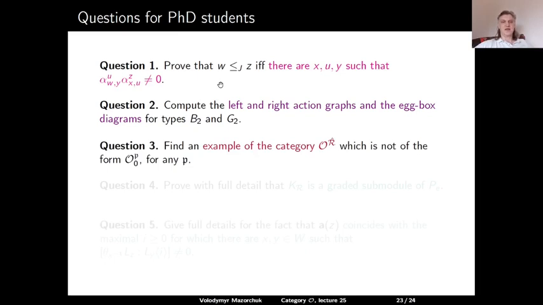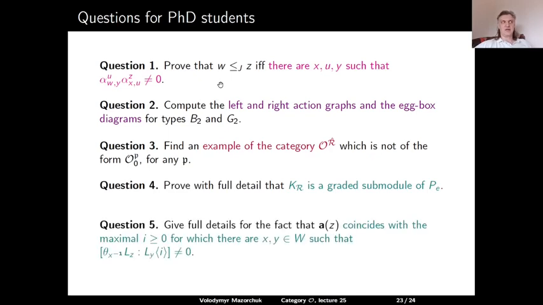Question number 3. Find an example of the category O_R hat which is not a parabolic subcategory for any parabolic. Question number 4. Prove with full detail that K_R is a graded submodule of P. And question number 5. Give full details for the fact that a(z) coincides with the maximal i greater than or equal to 0 for which there are x, y and w such that L_y shifted by i is a subquotient of theta_{x inverse} L_z.